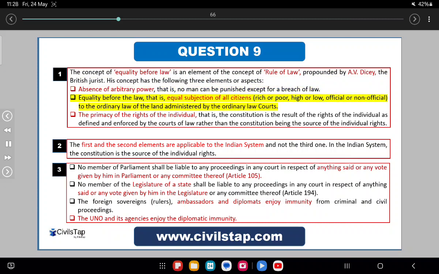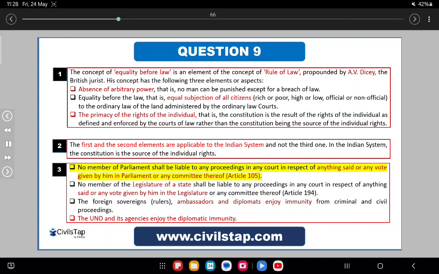Equality before the law, that is, equal subjection of all citizens, rich or poor, high or low, official or non-official, to the ordinary law of the land administered by the ordinary law courts. The primacy of the rights of the individual, that is, the rights of the individual are defined and enforced by the courts of law rather than the Constitution being the source of the individual rights. The first and second elements are applicable to the Indian system and not the third one. In the Indian system, the Constitution is the source of the individual rights.